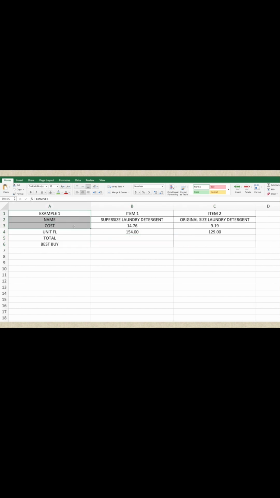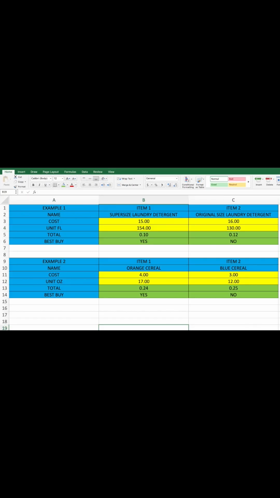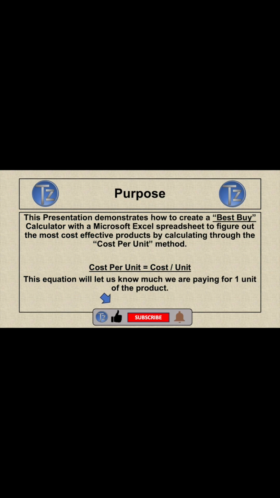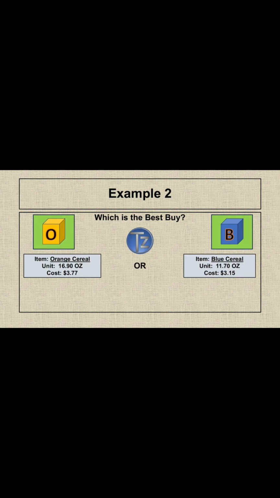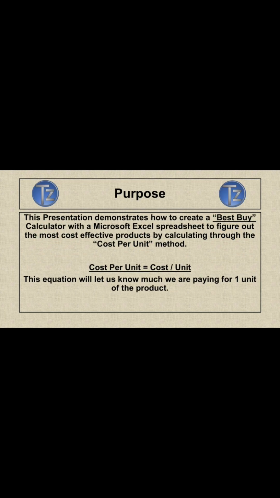We will use the cost per unit method, which is the cost of the product divided by the number of units, and results will determine how much we are paying for one unit of the product. The product with the lowest result is more cost effective and a better buy. We will use the following two examples, example 1 and example 2, to build our best buy calculator. Let's get started.